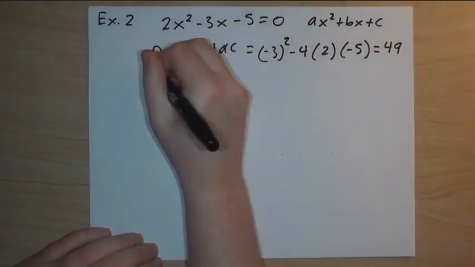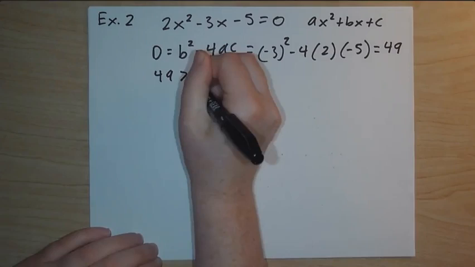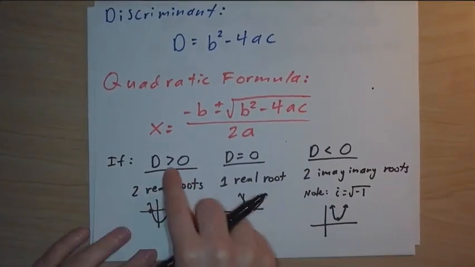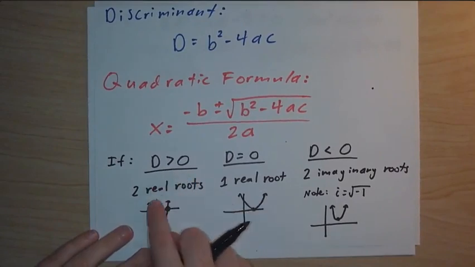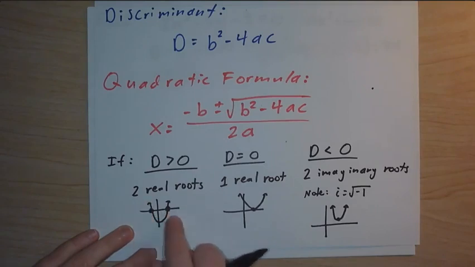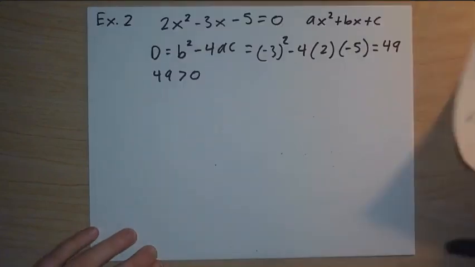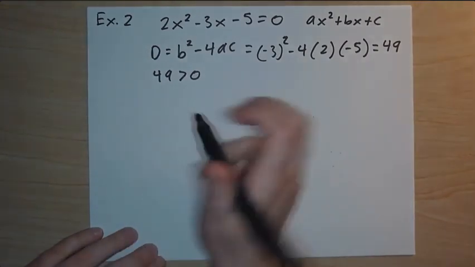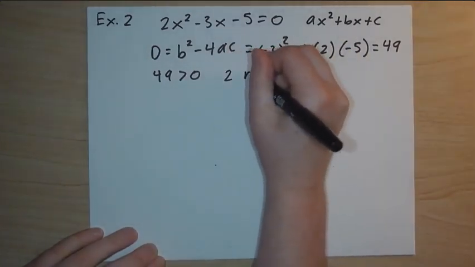Now 49 is greater than 0. So if you go back to our page here, if our discriminant is greater than 0, we'll have two real roots, and we'll have two x-intercepts like this. If we graphed our quadratic equation, it would look maybe something like this, but either way it's going to touch the x-axis twice. So we know, just from using the discriminant, that we have two real roots.